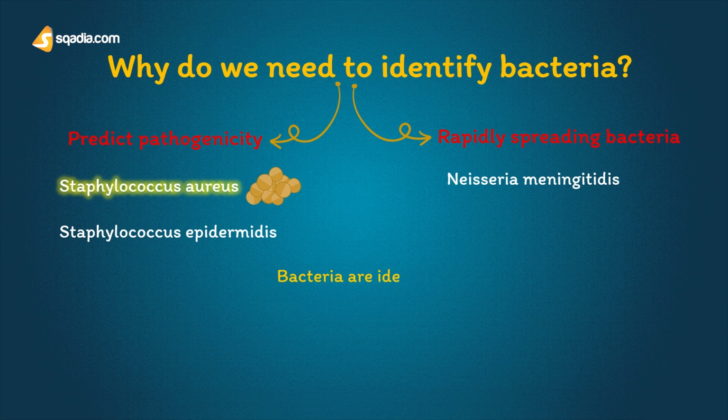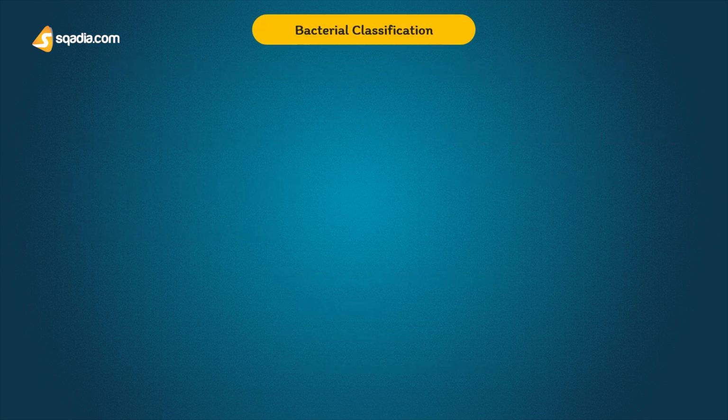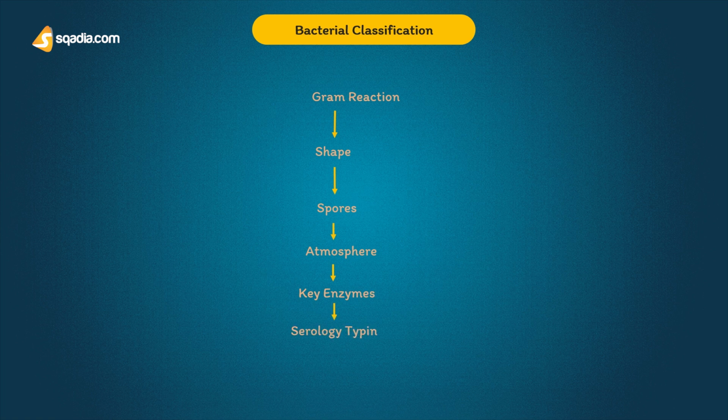Bacteria are identified using phenotypic, immunological, or molecular characteristics. We can classify bacteria in accordance with their: number 1, gram staining; number 2, cell shape; number 3, endospore; number 4, fastidiousness; number 5, key enzymes; and number 6, serological reactions and DNA sequence.